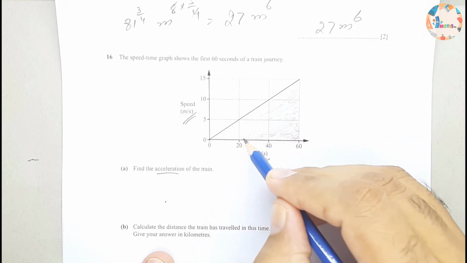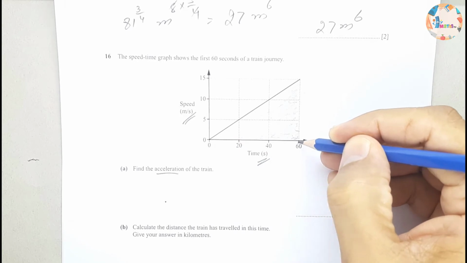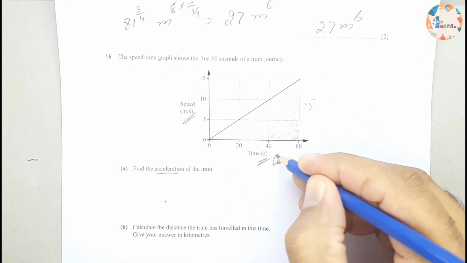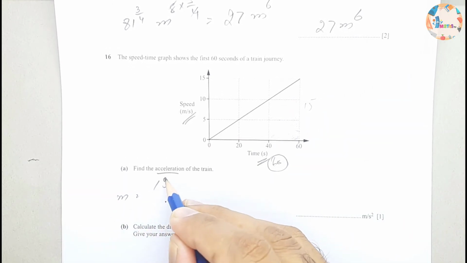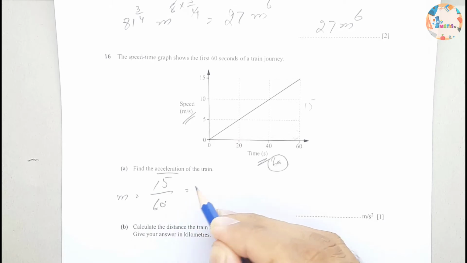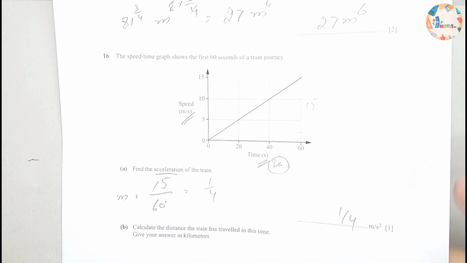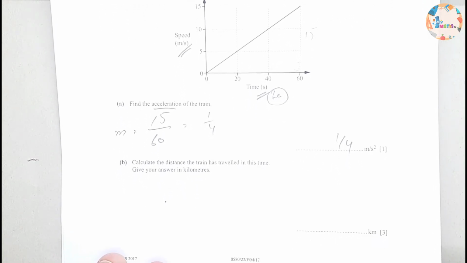Now I have shaded this triangle, and rise over run. So rise is this side, which is 15, and run is this side, which is 60. So rise, which is 15, over run, which is 60, is 1 by 4. So answer will be 1 by 4. Hopefully you got this. Calculate the distance the train has traveled in this time given. Give your answer in kilometers.